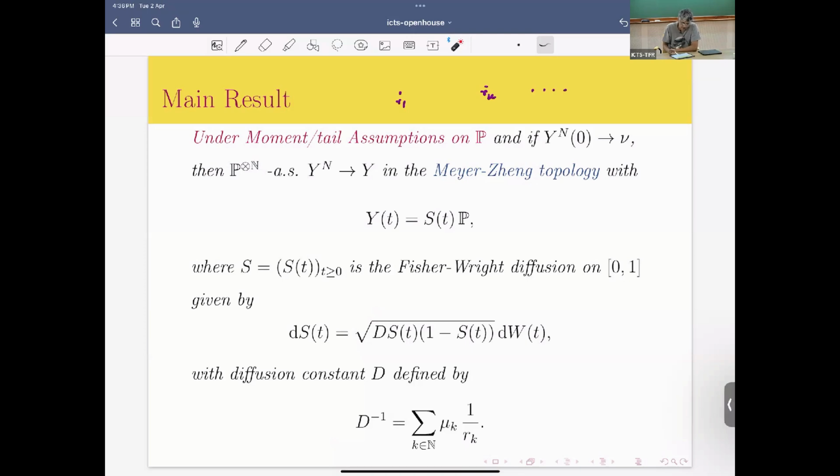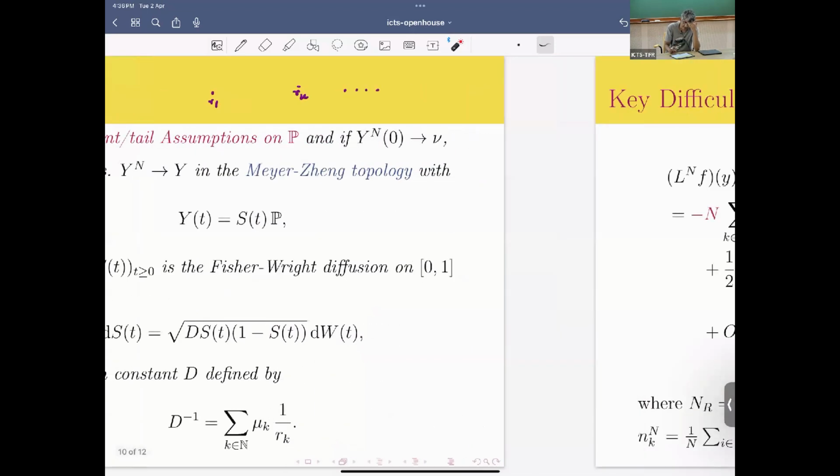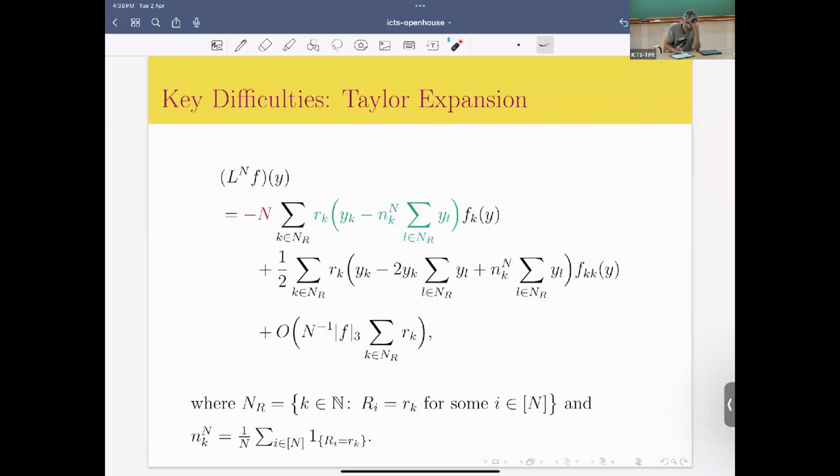But you can't show the laws converge the usual way, because the Meyer-Zheng topology has to come in because of the following fact. If you do a similar Taylor expansion for the whole generator, then what happens is that in the previous case, this line was not there. You only had these two terms, and you had an O(1/n) term, so the whole thing converged. But this generator is kind of blowing up in your face right here. So you can't do classical Markov process theory to show that the thing converges anymore.